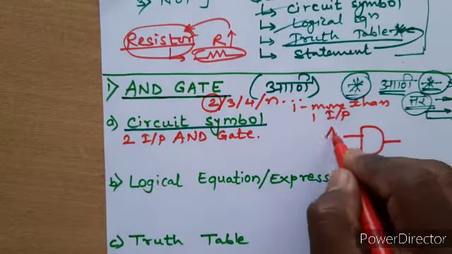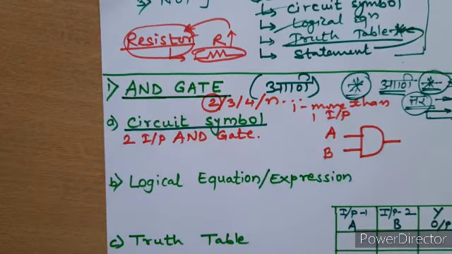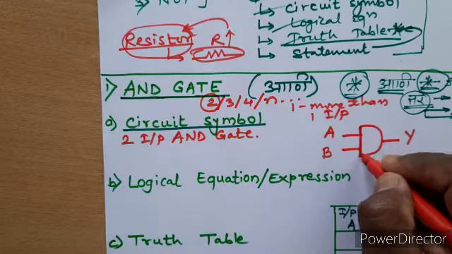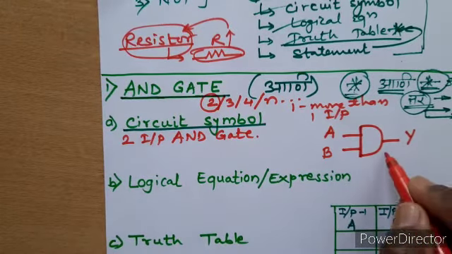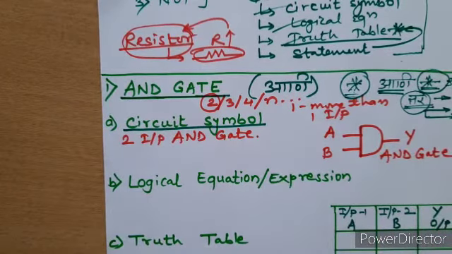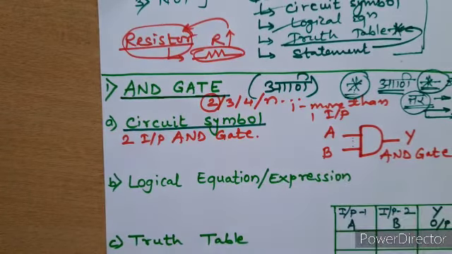Okay, so this is one input which is termed as A, this is another input which is termed as B, and the output is Y. So if you see something like this in any of your digital circuit, it means it is an AND gate. You can have n number of inputs here. In some large circuits you may have 10 inputs, 20, 50, 100 inputs, any number of inputs.